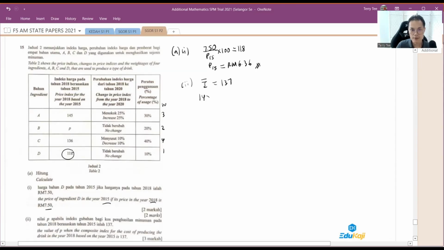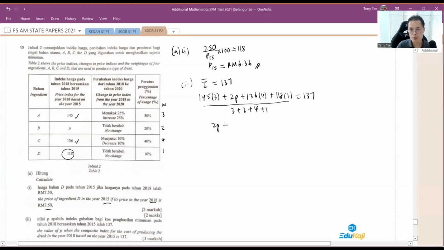So let's take 145. From here, you multiply by 3, take P times 2, take 136 and multiply by 4, and 118 you multiply by 1. Total weightage is 10. If you're not sure, you can just add them up: 3, 2, 4, 1. Result 137.